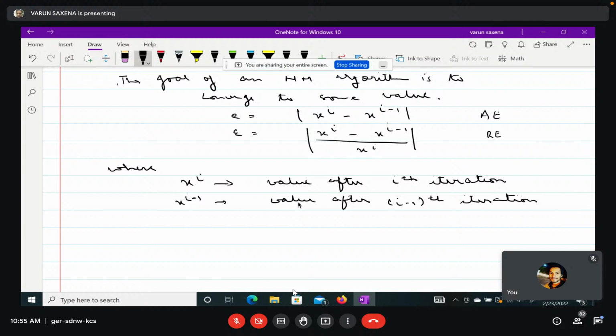So this was the first class, the introduction to errors. We'll see what are the different kinds of errors that happen, why those errors come into the picture, and we'll do some related numericals. We'll see this in the next class.